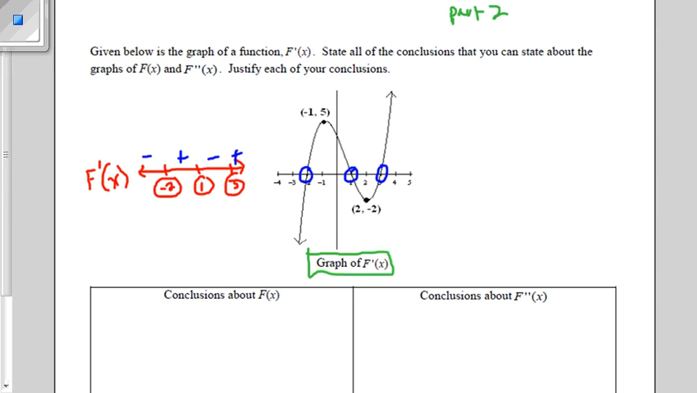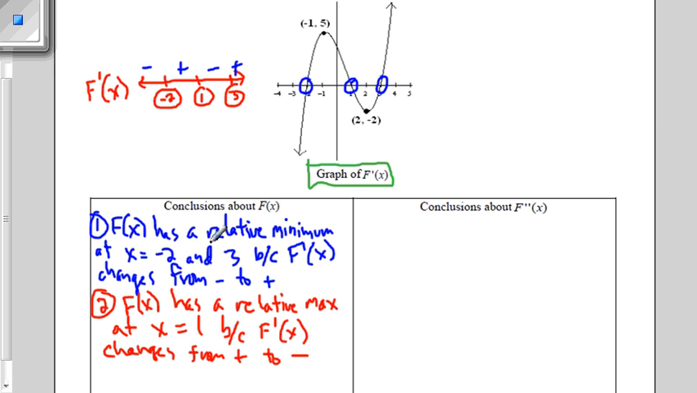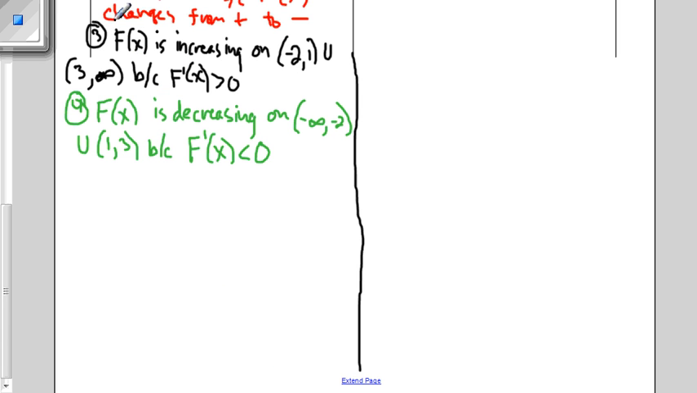Well, what does that mean? That's going to tell me if I have any relative mins and relative max. Let's write those down. The original function has a relative min at x equals -2 and +3. Why? Because the derivative changes from negative to positive. We can see on the sign change chart the derivative is negative, but then it goes to positive there. Same thing over here. And the original function f of x is going to have a relative max at x equals 1. Why? Because the derivative changes from positive to negative.